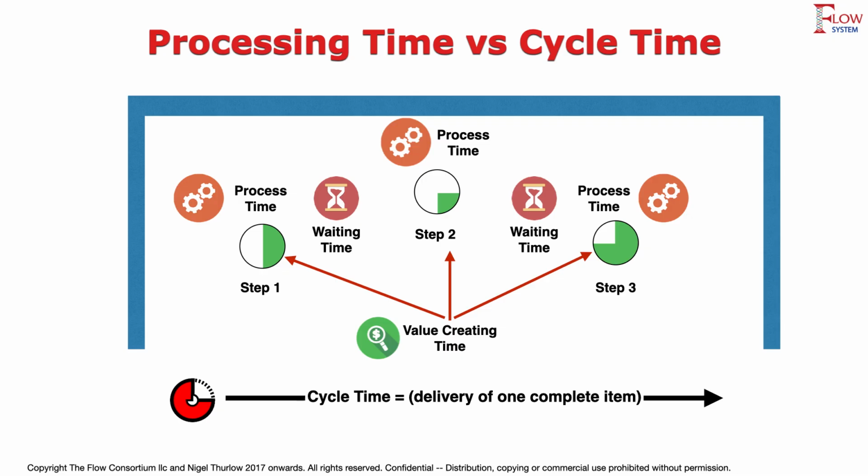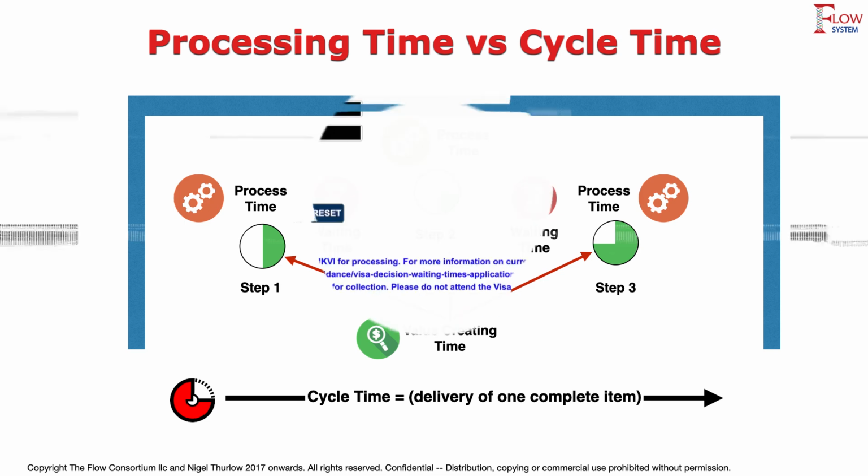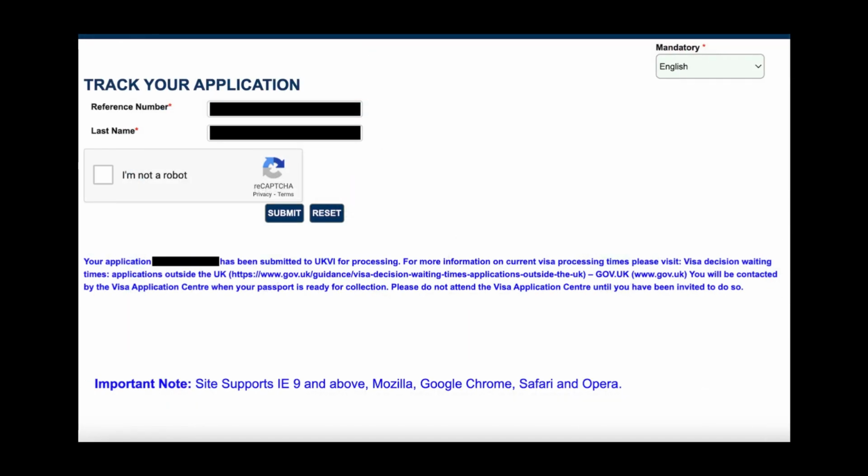8. Wait for processing. Processing time. Visa processing times can vary, so apply well in advance. It could take anywhere from a few weeks to several months. Track your application. Many countries provide online tracking of your application status.